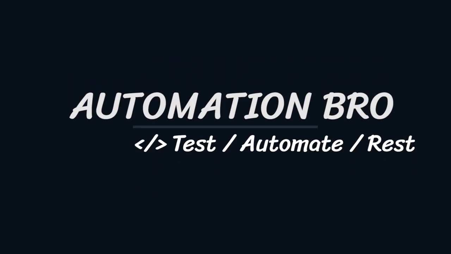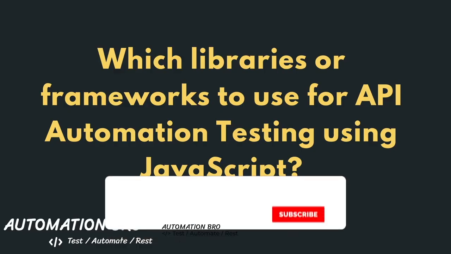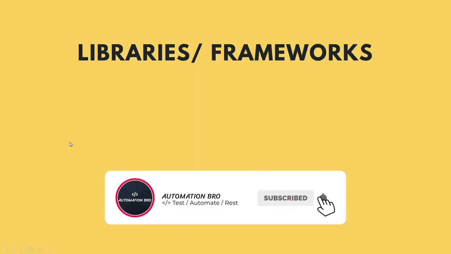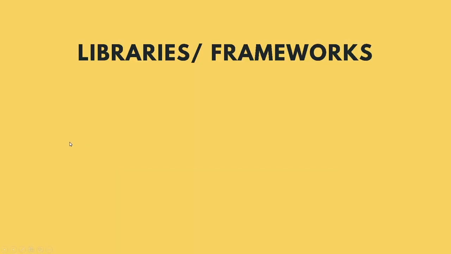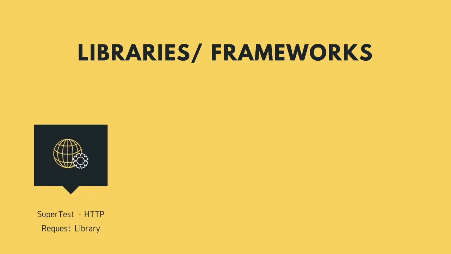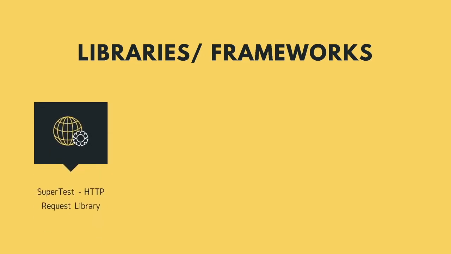In this quick video, we will go over different frameworks, libraries, and tools we'll be using to do API automation testing with JavaScript. So since we are doing API testing, the first thing we'll need is some way to make HTTP calls programmatically, and for that we will be using the Supertest npm package. So let's take a look at that package.